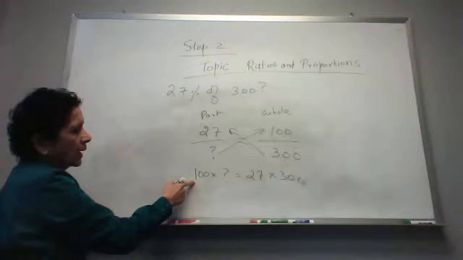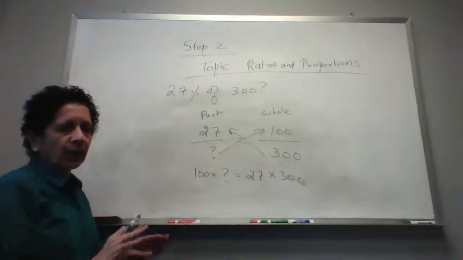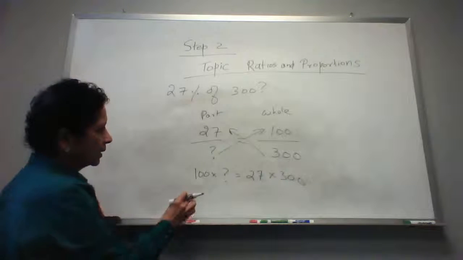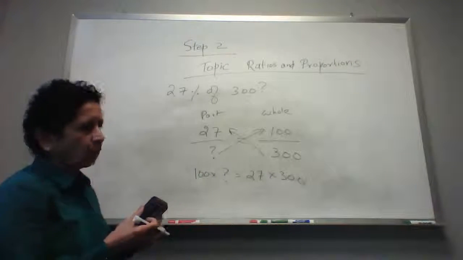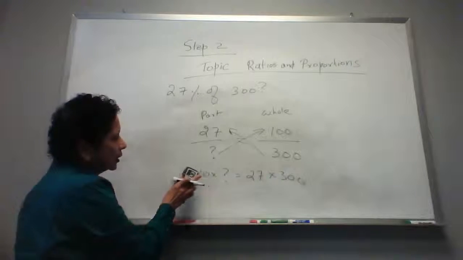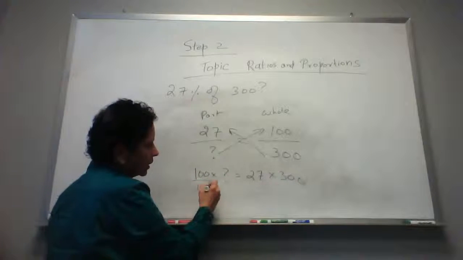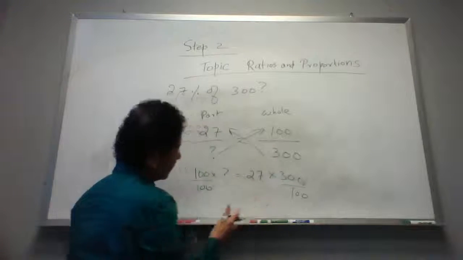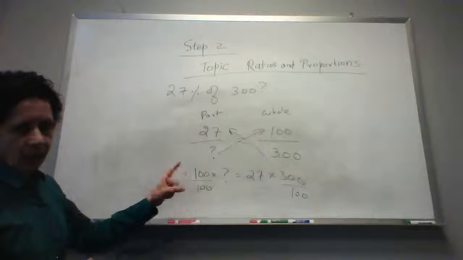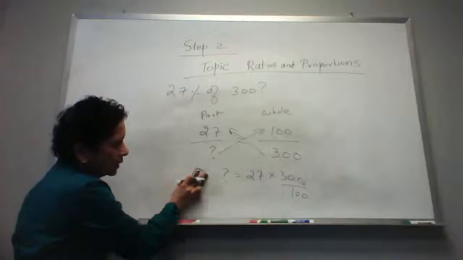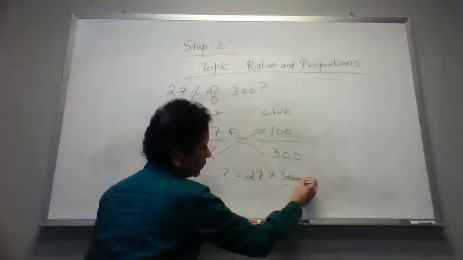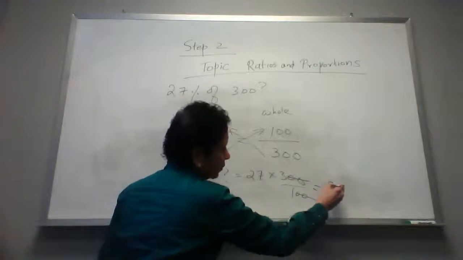Then 100 times something. I don't want that 100 times, because I just want the question mark. I want to solve for this question mark. So I'm going to divide this by 100, and I'm going to divide this by 100. When I divide 100 by 100, that is 1, so that's gone. So the question mark is same as before. So 3 times 27, that's 81, right?